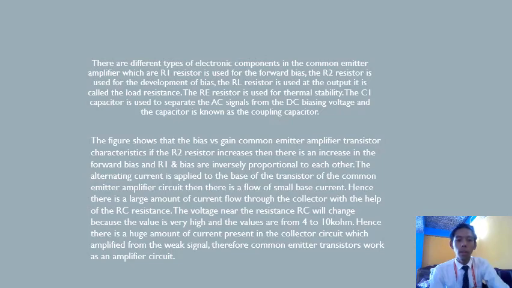Hence, there is a large amount of current flow through the collector with the help of the RC resistance. The voltage across the resistor RC will change because the value is very high. Hence, there is a huge amount of current present in the collector circuit, amplified from the weak signal. Therefore, the common emitter transistor works as an amplifier circuit.